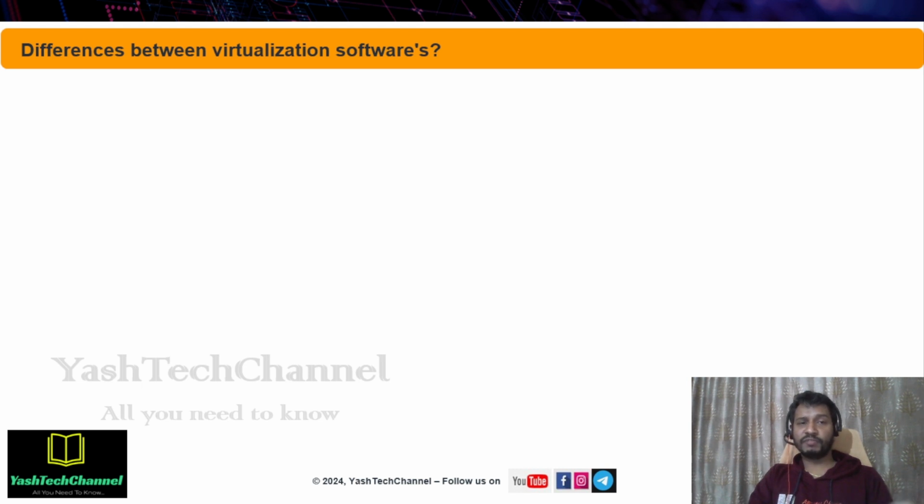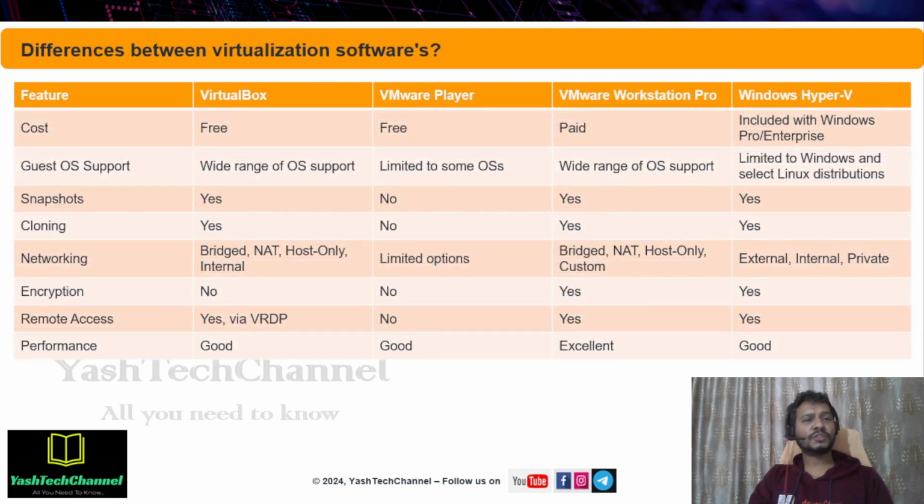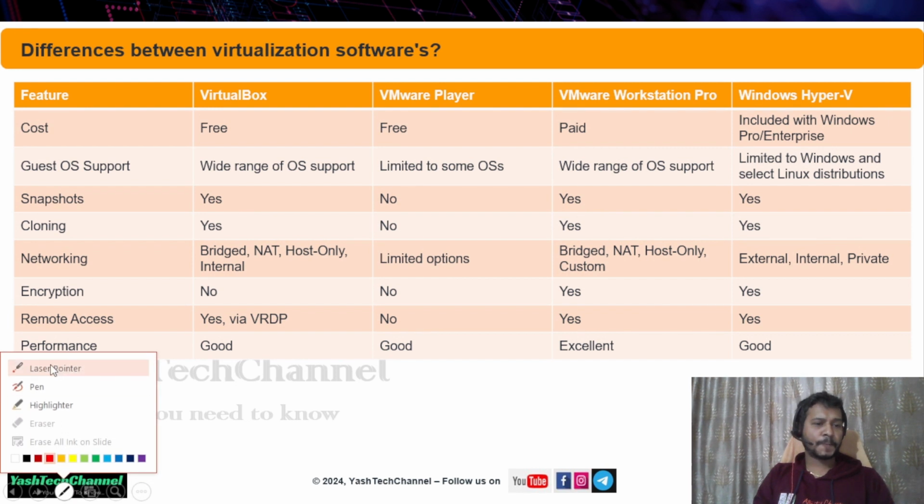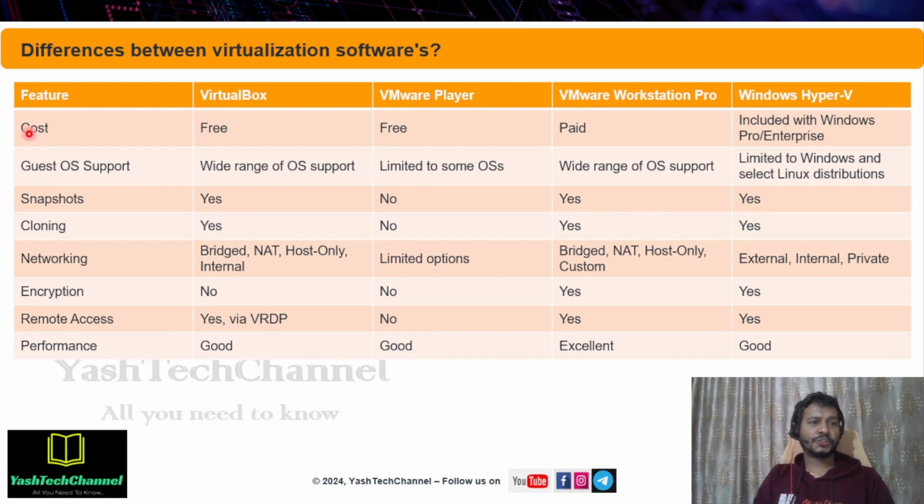I mean, the differences between those software and all. So here the first point is, let's talk about the cost. When you go into the cost, VirtualBox is free, so you don't need to worry. You can freely download it from the internet, and VMware Player is also a free download, and VMware Workstation Pro is something you need to get a license for from VMware.